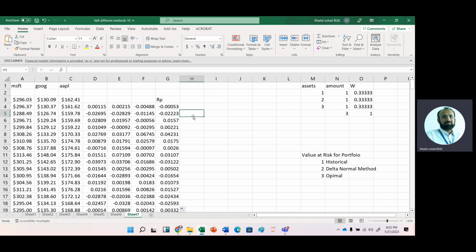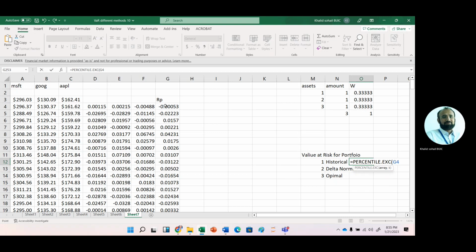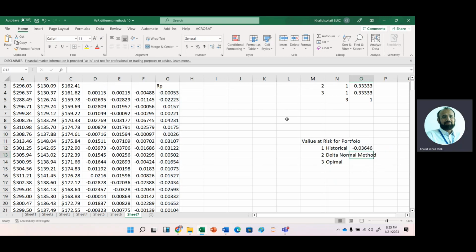Now to get the historical value at risk for portfolio, we will use a percentile function. Here I am using the percentile function, equal to percentile. Then this is our array, and then comma, with 5% probability, so 0.05. So historical value at risk for portfolio is -0.03646. Just highlight it.